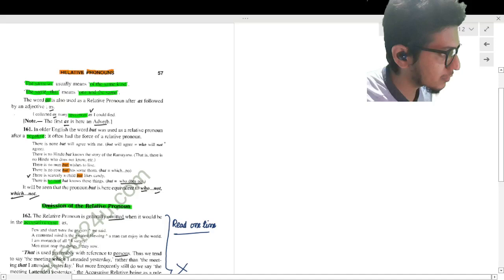Here you get a lot of examples to understand the rule. All the examples are given for understanding purposes. So first you need to read the rule, and after that you have to read all the examples for understanding, and you can also do the exercises.